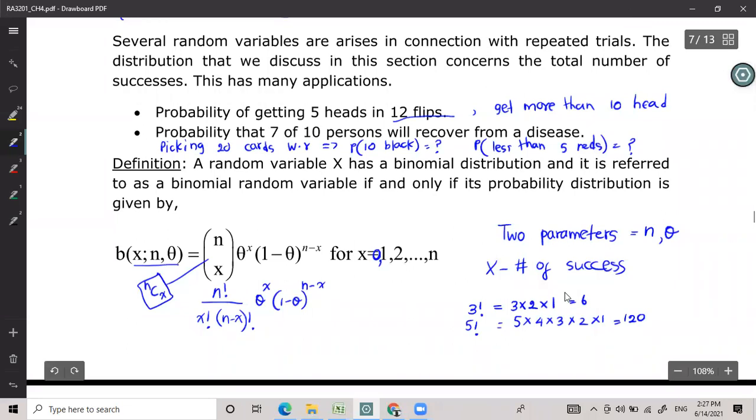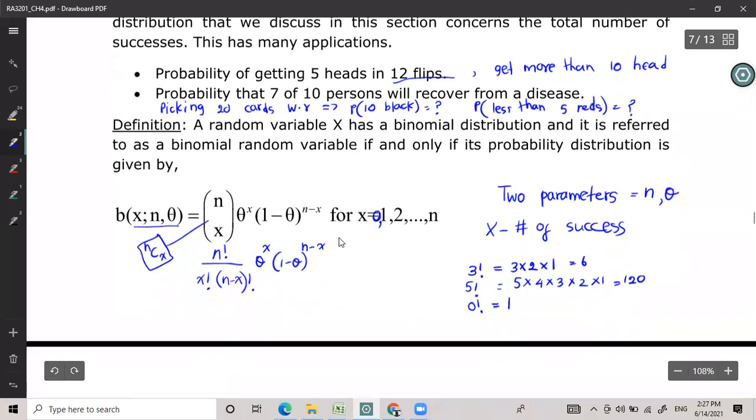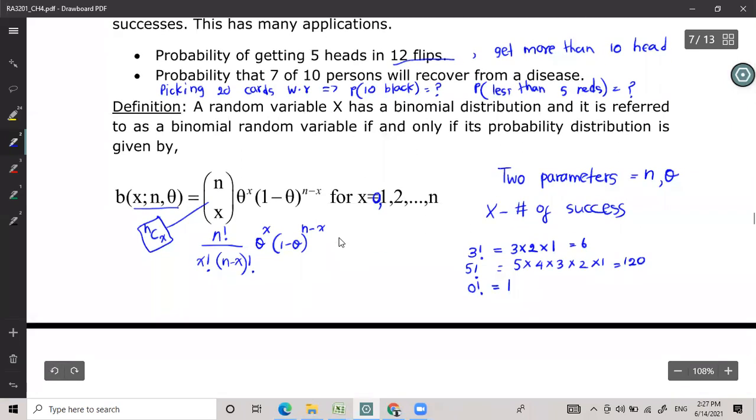Okay. So these are the factorial values, but again, I'll show you how to read the table so you don't have to worry about these calculations. And by definition, 0 factorial is 1. Okay, so just know this information. It will be useful at some times, okay?